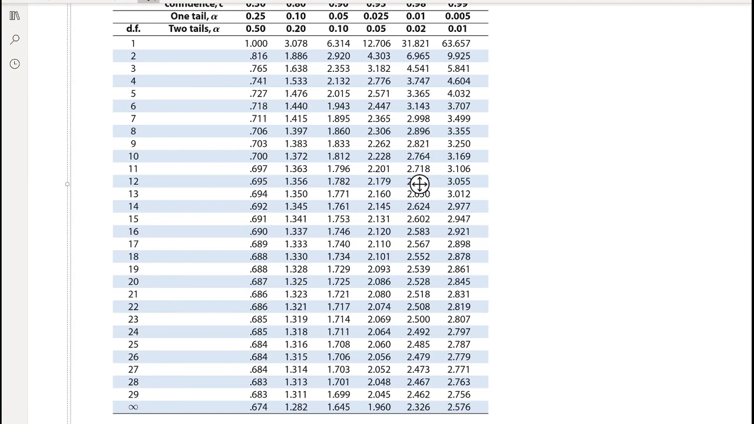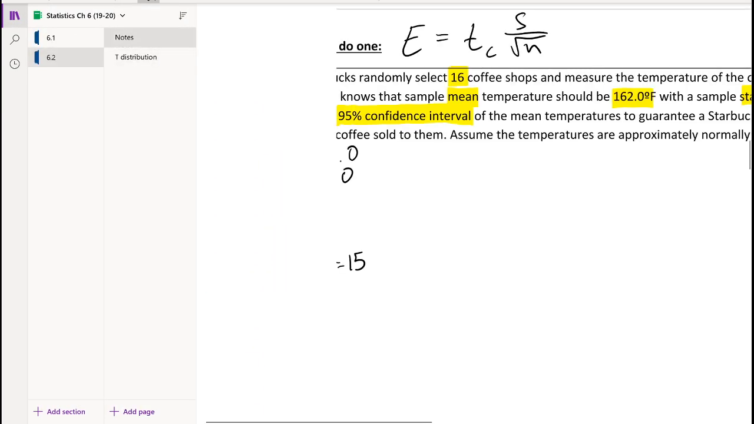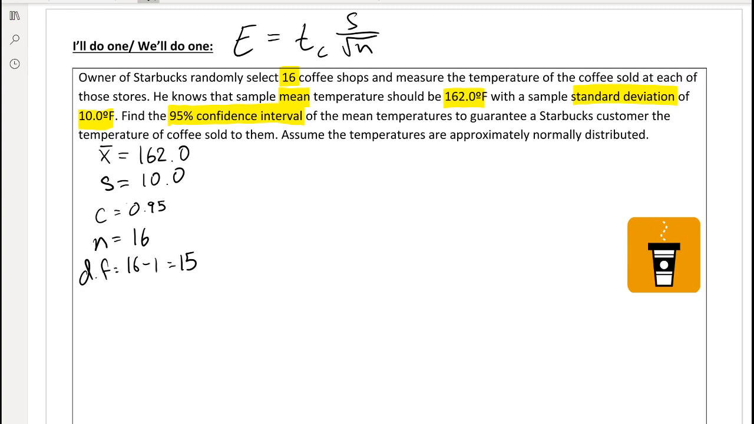table and find out, let's see here, 95%, which is right here, confidence level, and my degrees of freedom was 15, so it's just going across this way. So my T critical is going to be 2.131. Let's write that down here. Back over my notes, my T critical is 2.131.